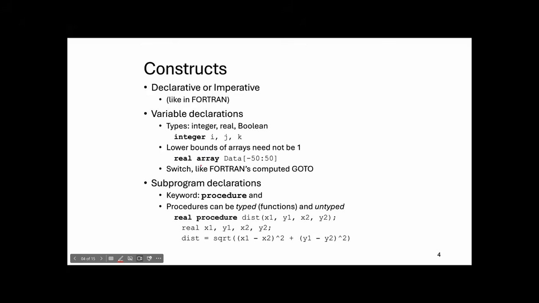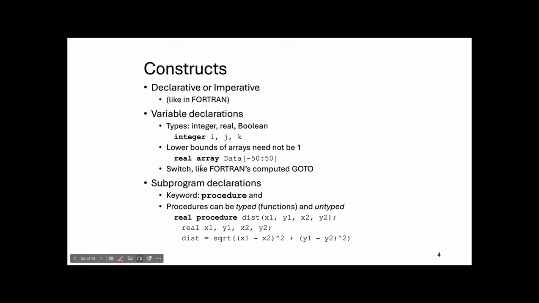Now, what about the constructs? The constructs are similar to Fortran, so they can be declarative or imperative. In Algol, you can have variable declarations, and you can have integer, real, and boolean. So they introduced boolean as a data type, and Algol only allowed those three data types: integer, real, and boolean. And arrays in Algol were actually dynamic arrays, not static arrays, and we're going to go over that in more detail later on.